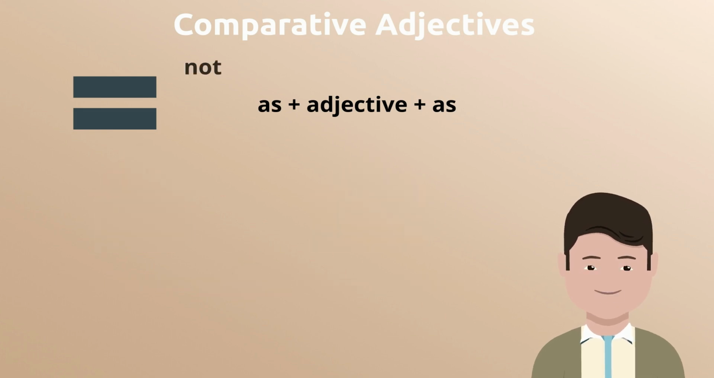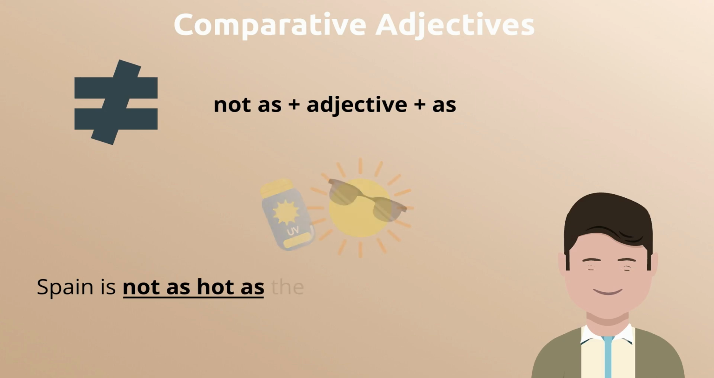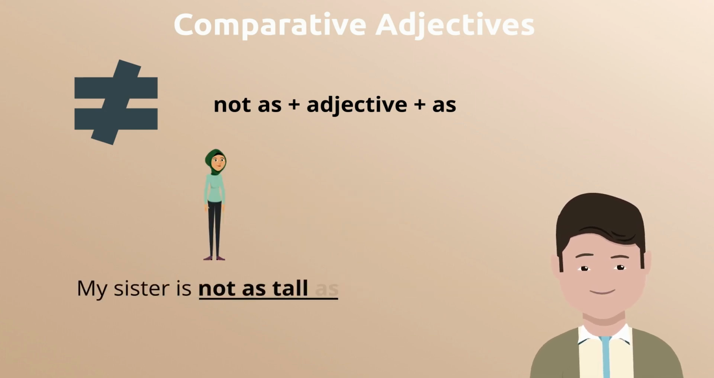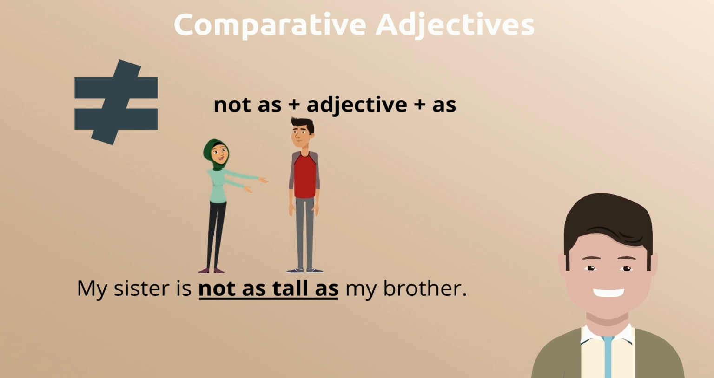Also, we can use not with as plus adjective plus as to say that one thing is not equal to another thing. For example, Spain is not as hot as the UAE in the summer. My sister is not as tall as my brother.